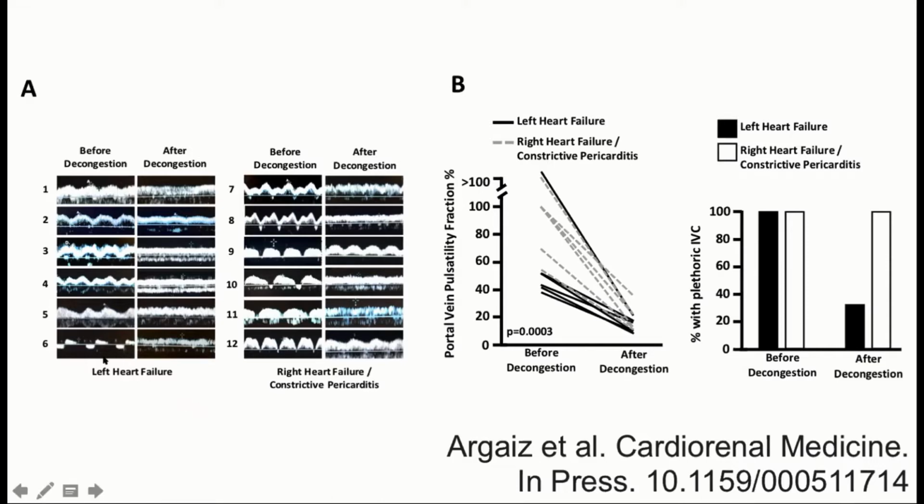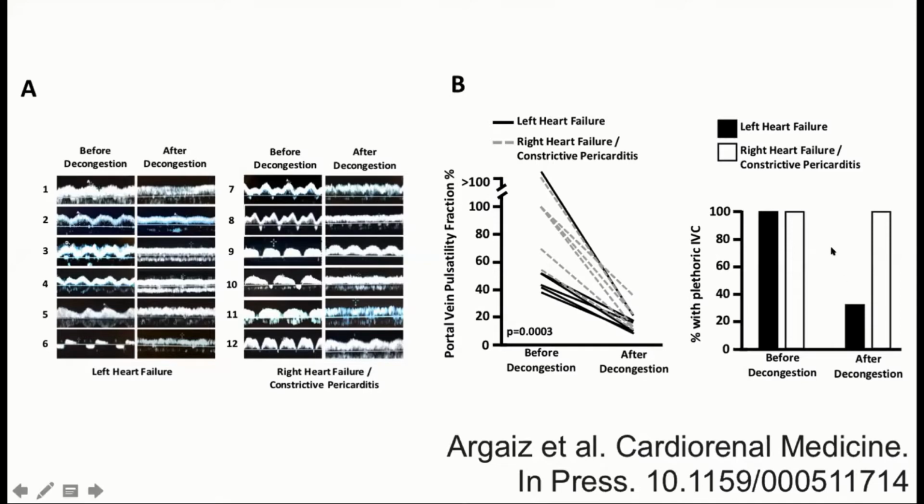We had some patients with left heart failure, some patients with right heart failure, but we can see that all of them had increased portal venous pulsatility before treatment when they had acute kidney injury. And after decongestive treatment with diuretics, we were able to normalize portal venous flow in all of them. And importantly, this normalization of portal venous flow coincided with the return to baseline of serum creatinine.